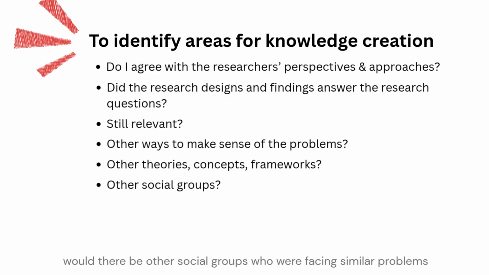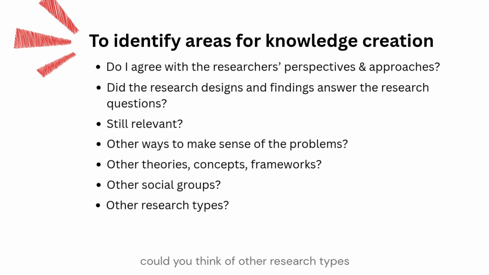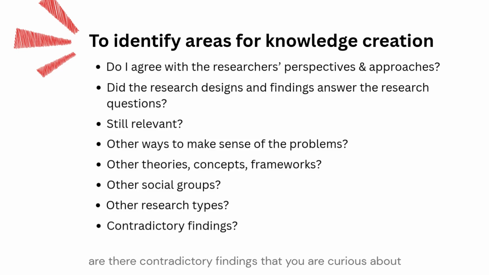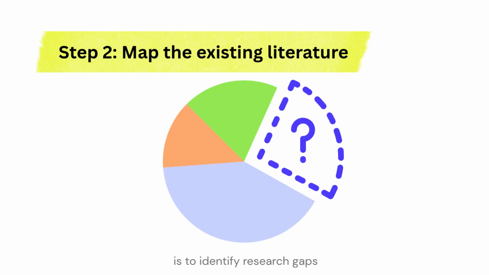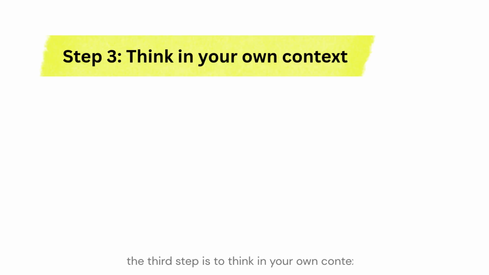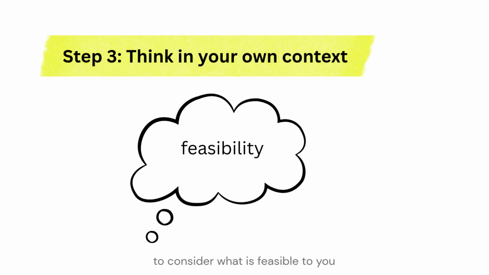Would there be other social groups who are facing similar problems and would benefit from your research? Could you think of other research types to address the problems from another angle? Are there contradictory findings that you are curious about? The second step of mapping the existing literature is to identify research gaps and collect some initial ideas to design your own research. The third step is to think in your own context to consider what is feasible to you.